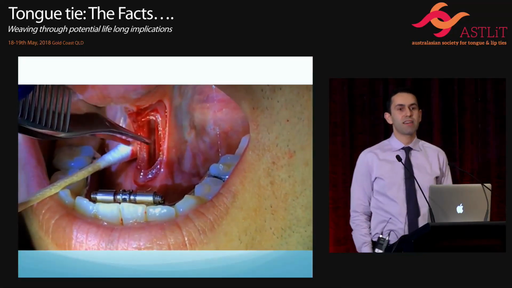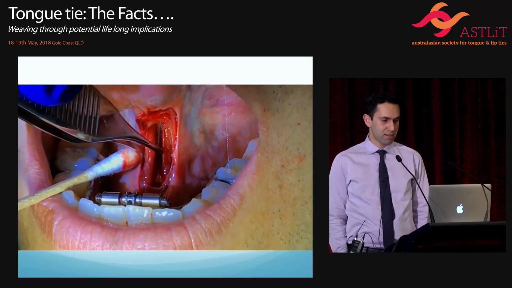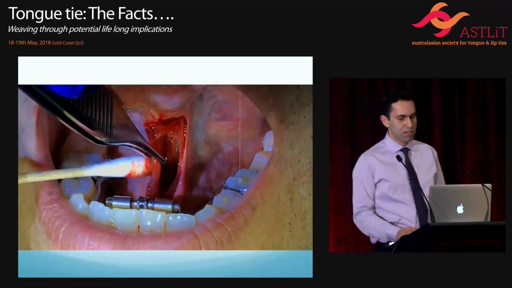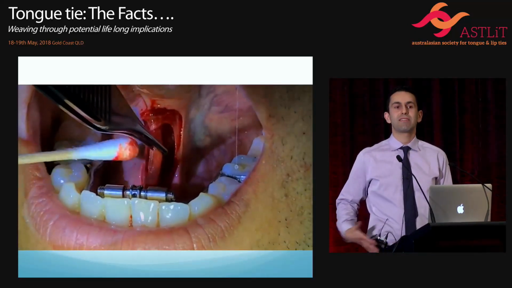And this also tells us, it confirms to us that those fibers were restrictive. Just a small tug is all that you need to release it. We're not cutting, we're just letting the tissue release itself.